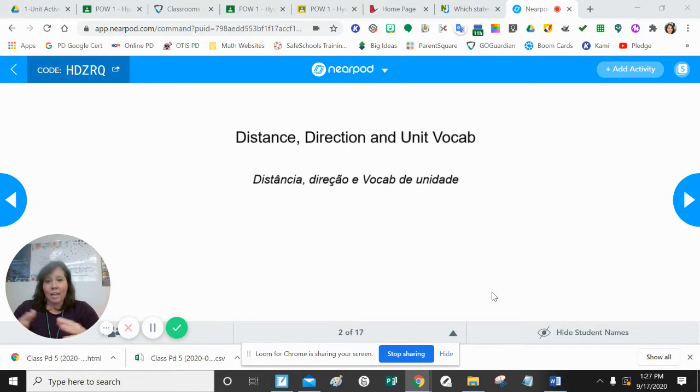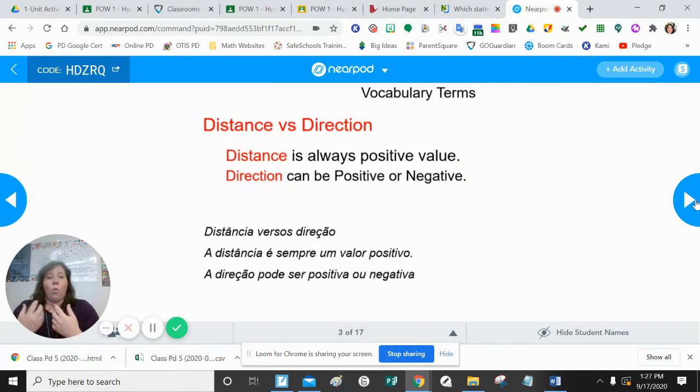So maybe school and the grocery store are both 5 miles away. School is 5 miles to the right, so plus 5 miles. The grocery store is 5 miles to the left, so negative 5 miles. So the direction just tells you which way you turn, which way you go. So those distinctions are important to remember.